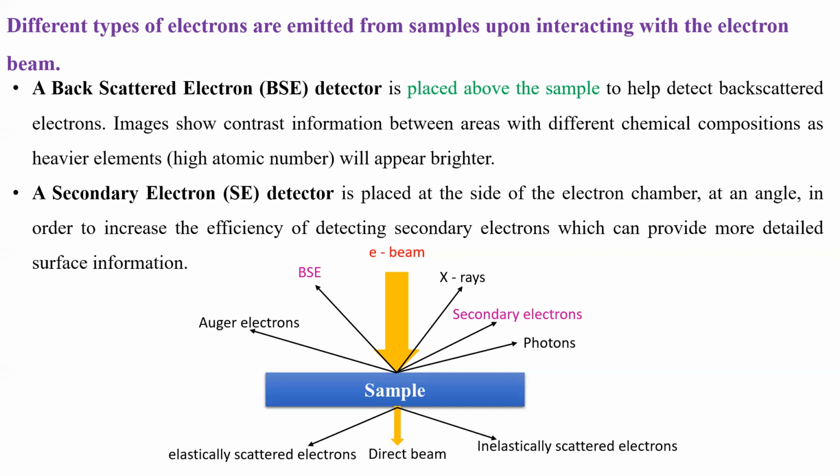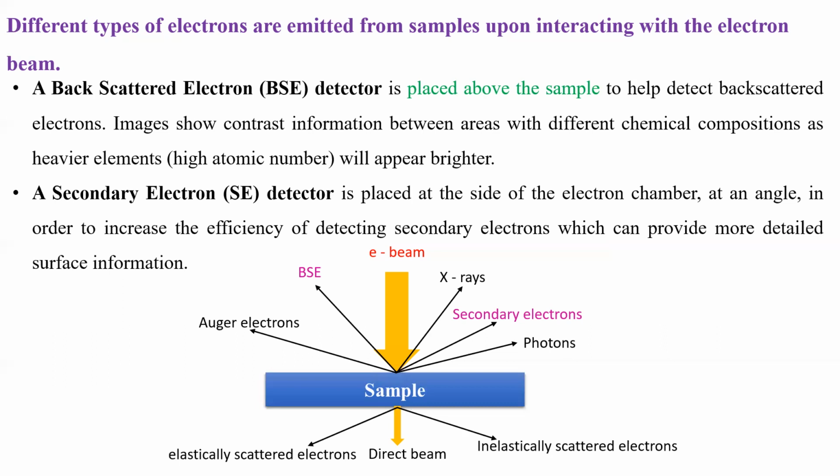Heavier elements will appear brighter and lighter elements will appear darker, meaning lighter in terms of atomic number, lower atomic numbers. The secondary electron detector is placed at the side of the electron chamber at an angle, so as to collect these secondary electrons and increase the efficiency of detecting them.